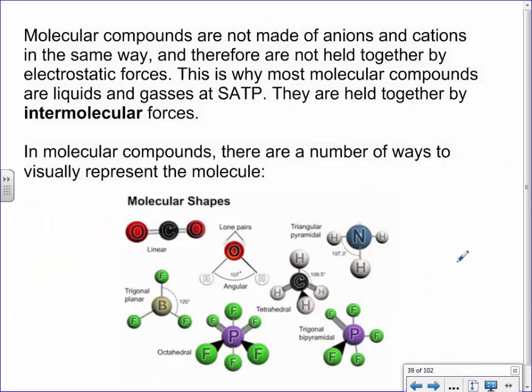Okay, moving on. What I want to focus on today then is not the ionic stuff, but what you're building here, the molecular stuff, where you have those shared electrons in the middle. Okay. The word I need you to know here is they are held together by intermolecular forces.